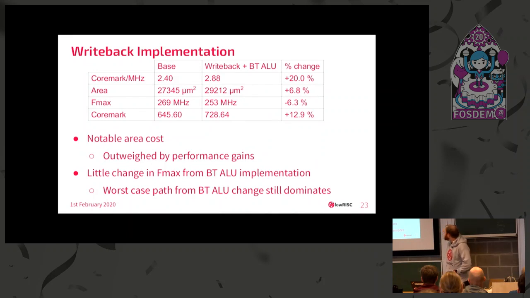And then when I implement that, area goes up, as you might expect. But we've got about a 20% improvement in CoreMark per megahertz. So notable area cost, but it's outweighed by our performance gains. Fmax has basically stood still. So this is the write back stage along with that new branch target ALU, so it hasn't really affected it. It's still those branch target ALU changes that are dominating our timing and keeping us at that Fmax that we have.